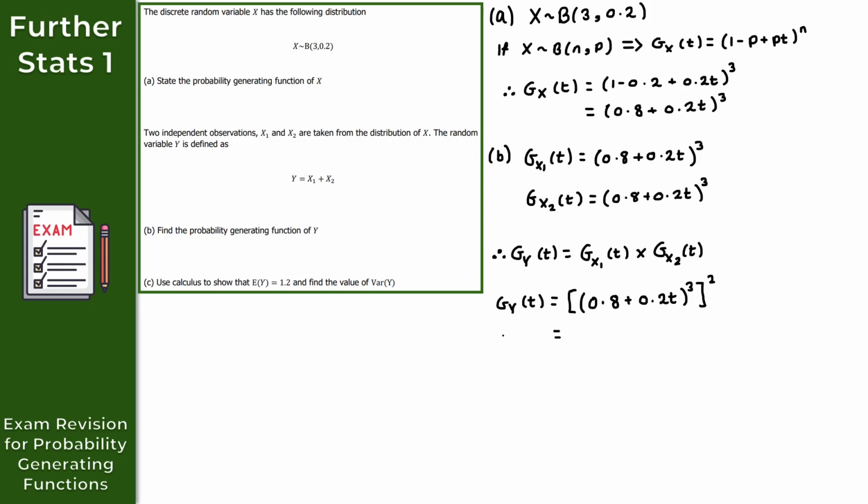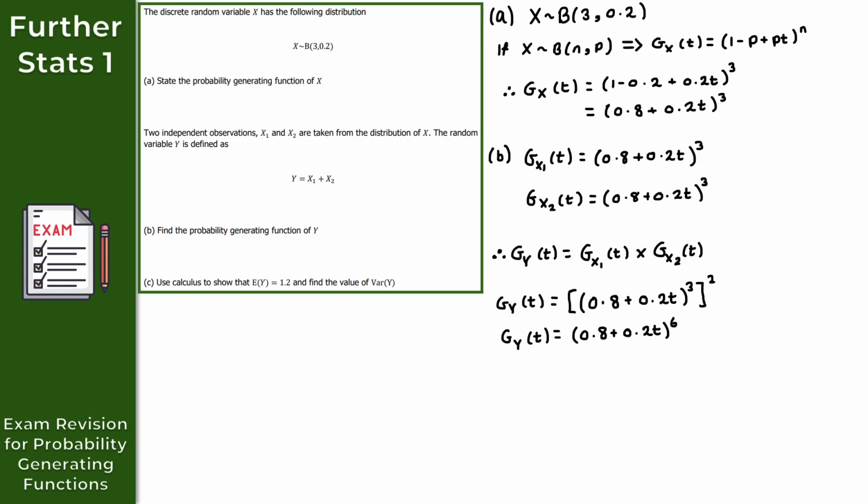So what I get then for g of y here, the PGF of y in terms of t, is this result here to the power of 3 times 2, which is 6, right? I get (0.8 + 0.2t) to the power of 3 times 2, like we said, that is 6. Okay, so there we have it. So that gives us the PGF of y, and that gives us the solution to part B.